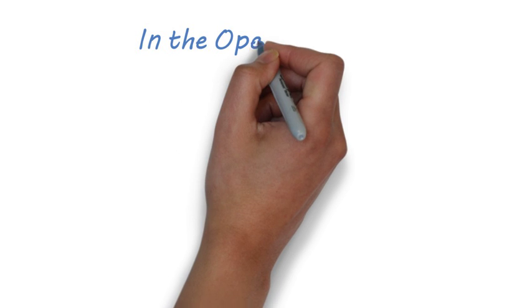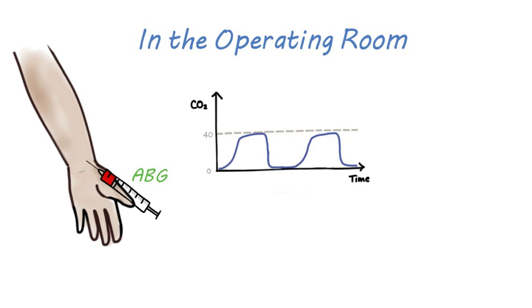In the operating room, we sometimes use arterial blood gases to help us with ventilator management. However, more frequently we rely on end-tidal carbon dioxide, or EtCO2, and the pulse oximeter.